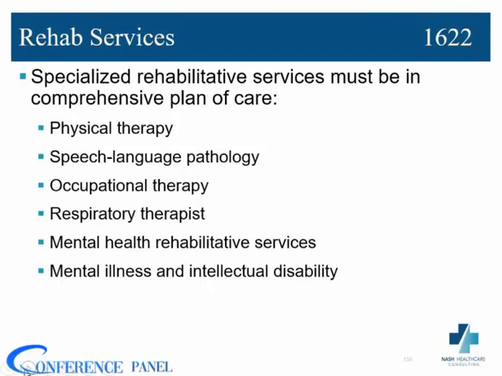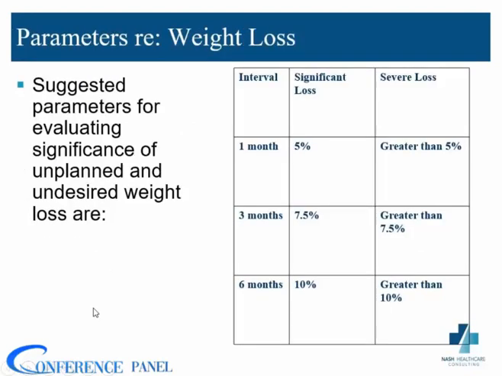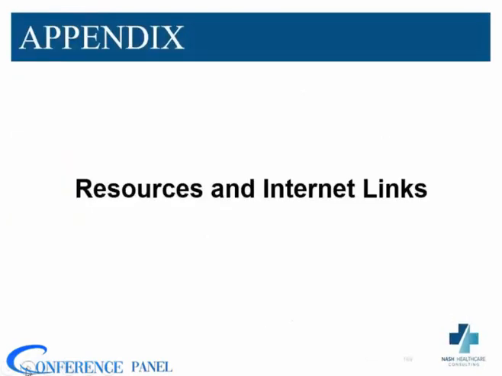Obviously, 1622 is again the critical access hospital manual. So here are just signs of dehydration and education for the staff. The parameters for weight loss, suggested weight loss, as part of your policies and procedures. We have gotten to the end of the slides portion of the presentation.